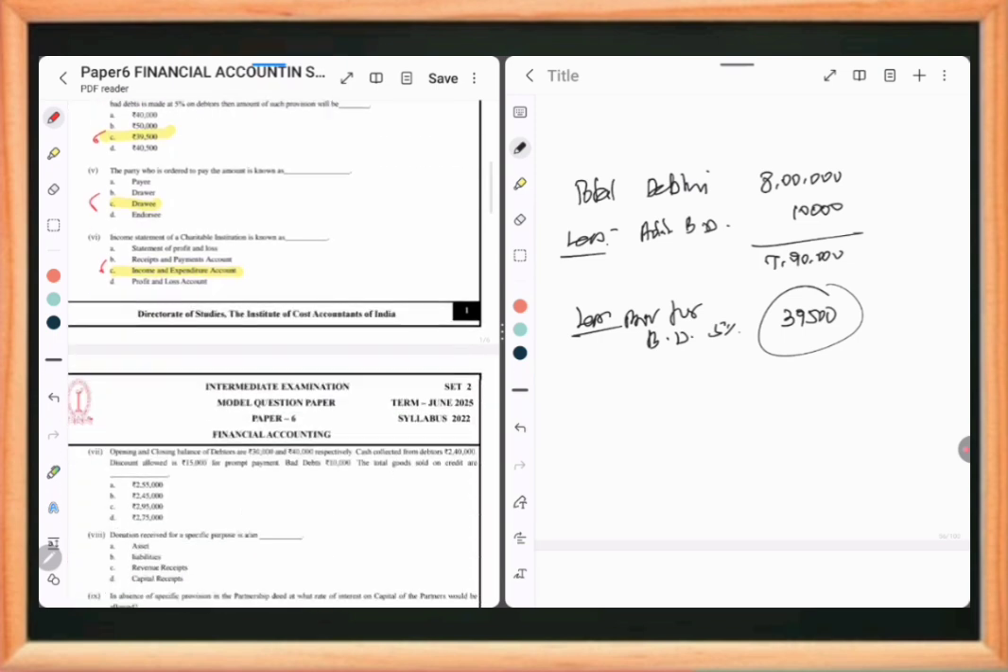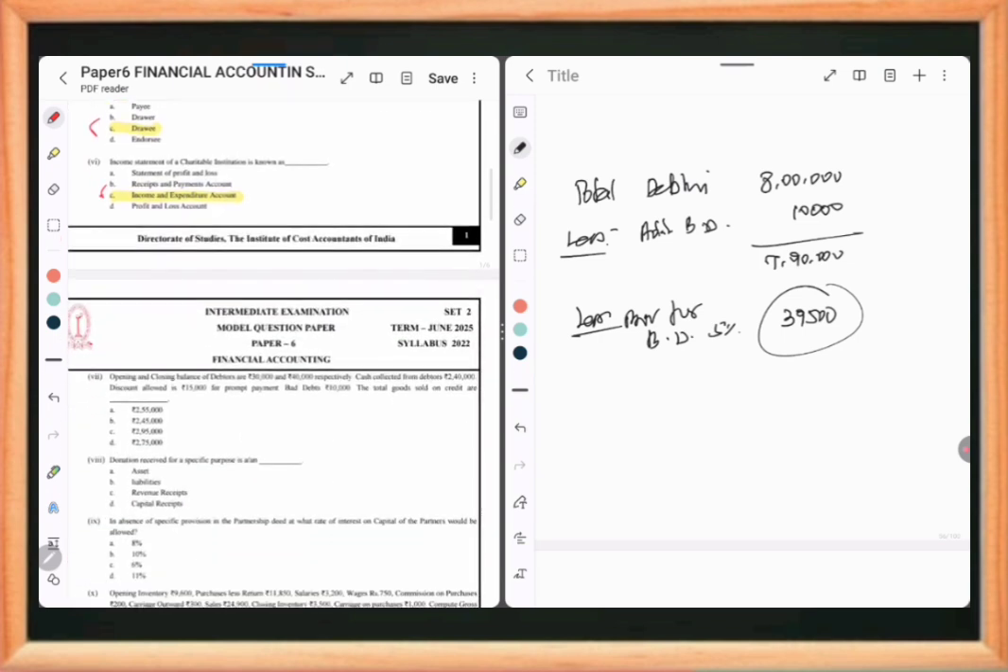Then question number 7. The opening and closing balances of the debtors are rupees 30,000 and 40,000 respectively. The cash collected from the debtors is rupees 2,40,000. Discount allowed is rupees 15,000 for prompt payment. The bad debts are rupees 10,000. What are the total goods sold on credit?